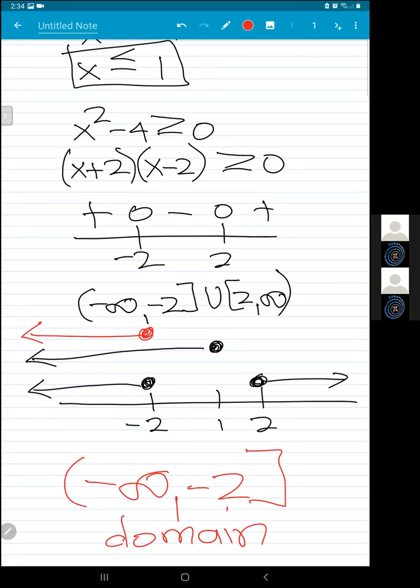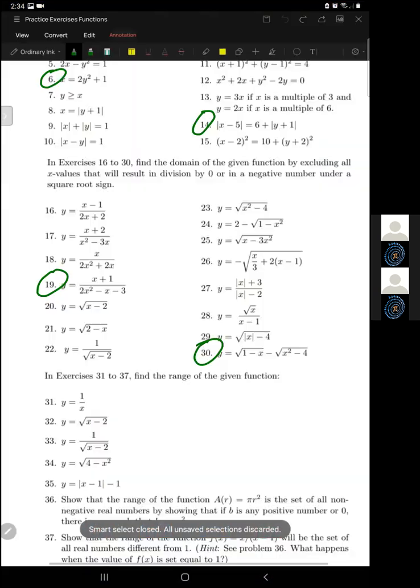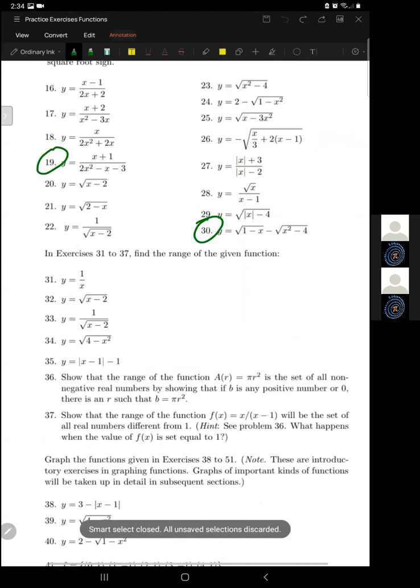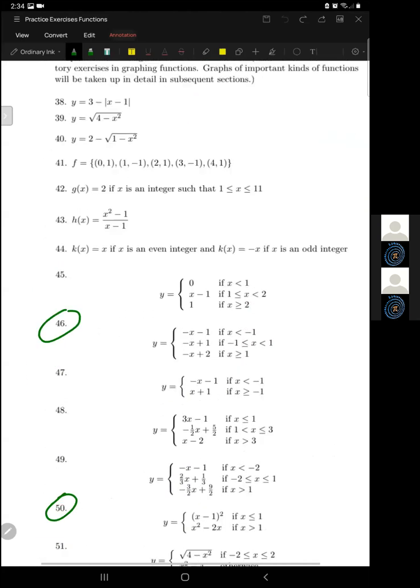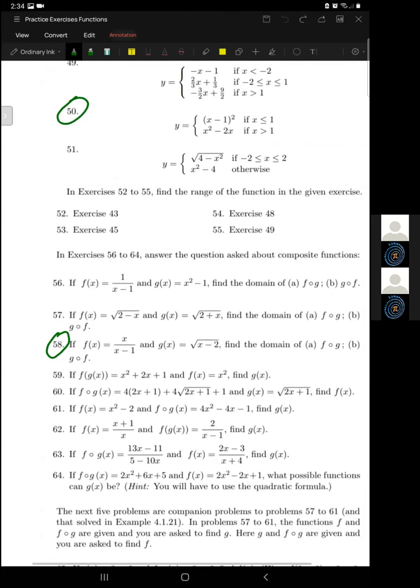Is there any question? Somebody sent a message. All right. Let's move on. Okay. Gawin ko muna yung number 58.